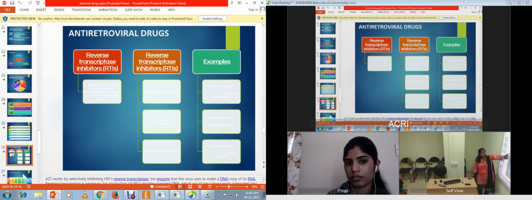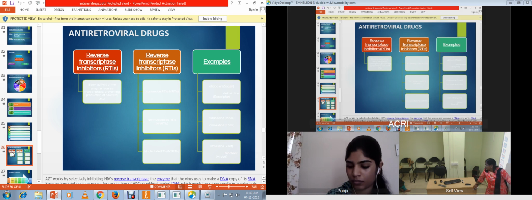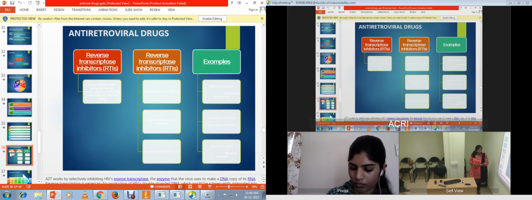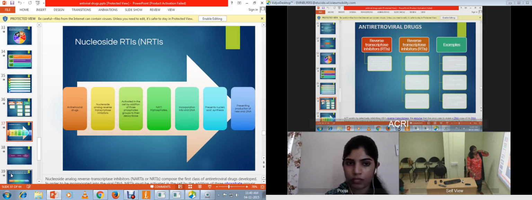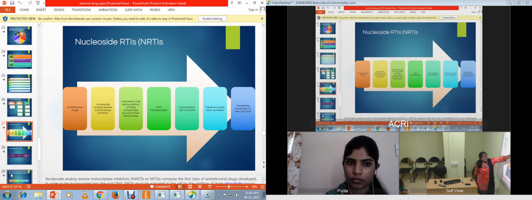Under this you can find that enzyme, reverse transcriptase inhibitors. You have various drugs. Once it is put in your server, you can go through the drugs. Here it is in the white background. So, you can go through the drugs. Reverse transcriptase inhibitors.